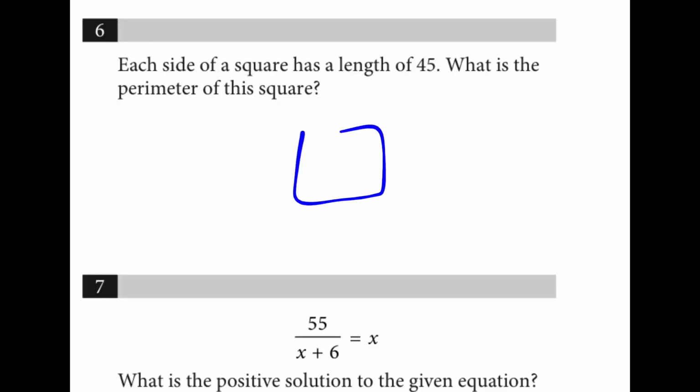Each side of a square has a length of 45. And what is the perimeter of this square? Well, 45 times 4, which is 180.